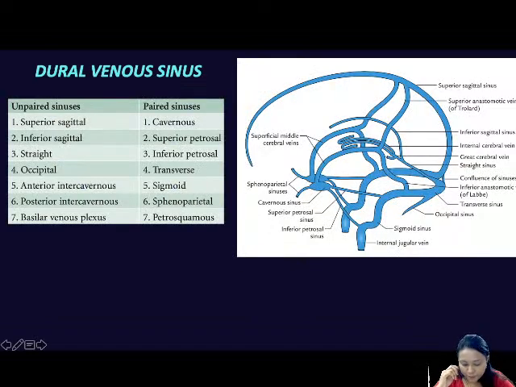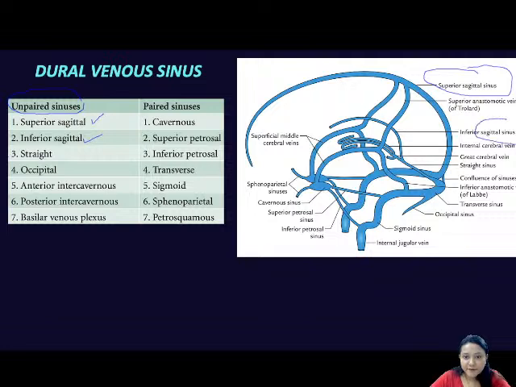Okay, now let us proceed to the dural venous sinuses. Dural venous sinuses are unpaired and paired sinuses. So what are the unpaired sinuses? What are the single sinuses? The one which is on the superior sagittal suture, this is the superior sagittal sinus, that is an unpaired sinus. The inferior sagittal sinus is also an unpaired sinus.